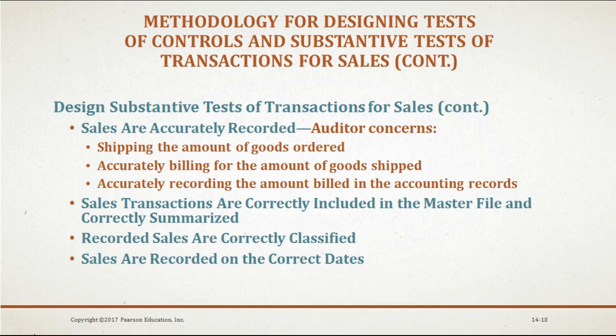The accurate recording of sales transactions concerns shipping the amount of goods ordered, accurately billing for the amount of goods shipped, and accurately recording the amount billed in the accounting records. Other key controls of auditor concern include that sales transactions are correctly included in the master file and are correctly summarized. Recorded sales are correctly classified. And lastly, sales are recorded on the correct dates.